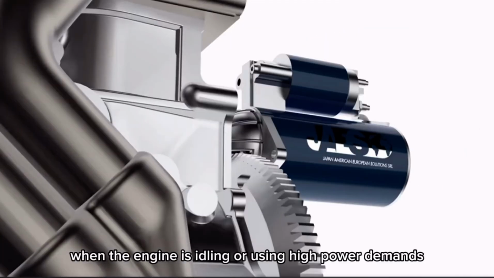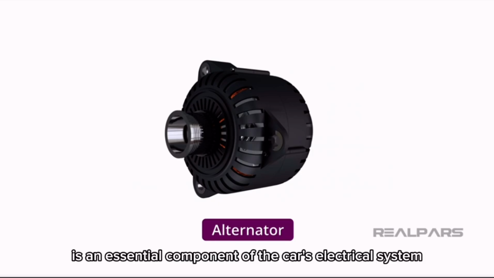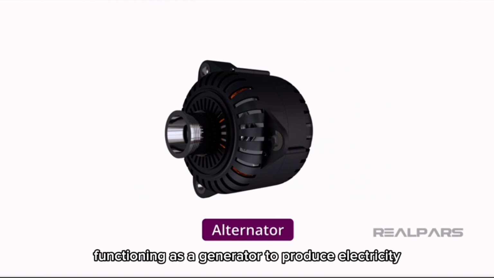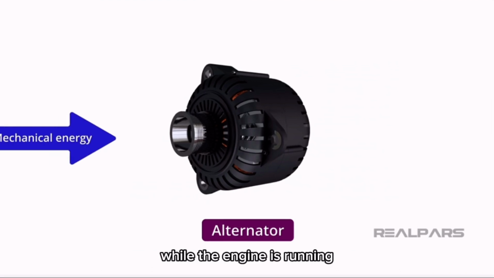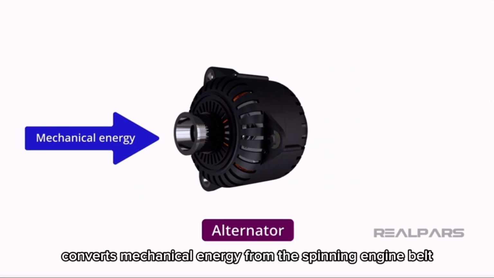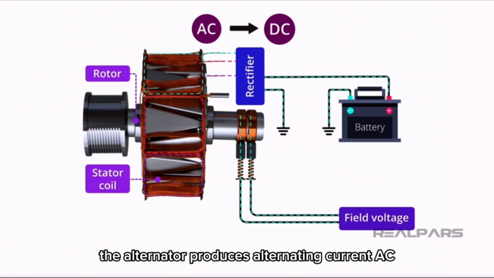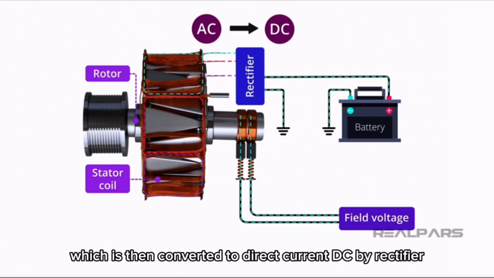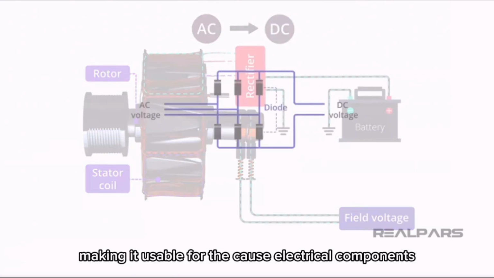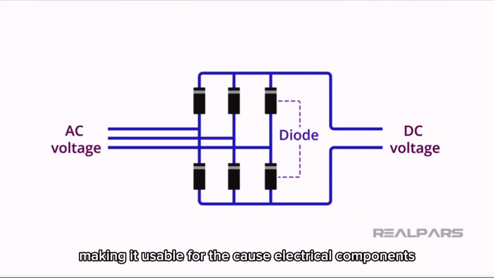during high power demands. The alternator is an essential component of the car's electrical system, functioning as a generator to produce electricity while the engine is running. It converts mechanical energy from the spinning engine belt into electrical energy through electromagnetic induction. The alternator produces alternating current, AC, which is then converted to direct current, DC, by a rectifier, making it usable for the car's electrical components.